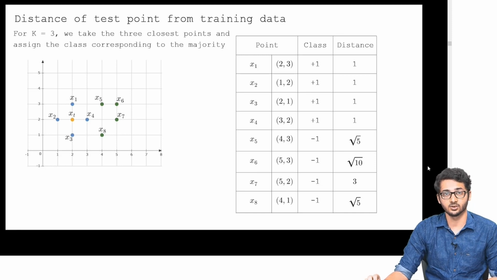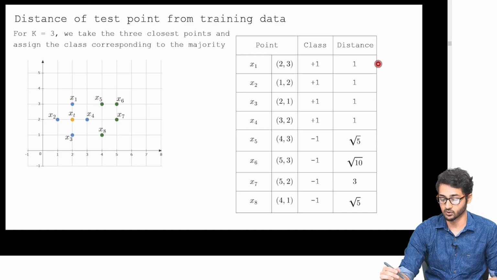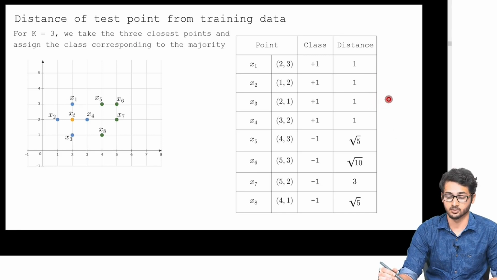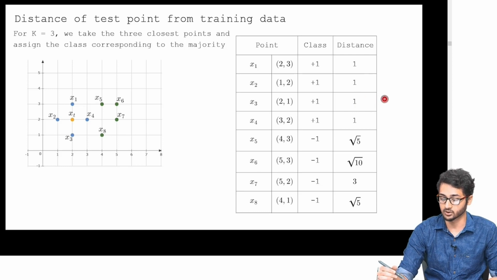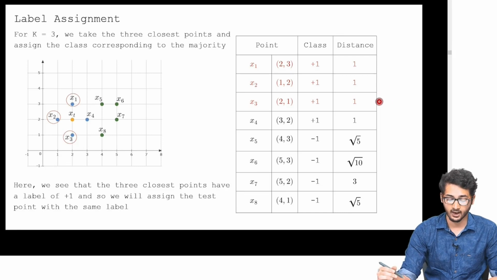So first we consider the case of k equal to 3. We need to find the 3 closest points to the test point and then assign a label corresponding to the majority. For the point xt, we can see that there are 4 points x1, x2, x3 and x4 that are at a distance of 1 unit from xt. Of these 4, we can take any 3 of them to be the closest points, and the label corresponding to the majority will be assigned. Here we have taken x1, x2 and x3, and the label of these 3 points happens to be +1, which is why the test point will take a label of +1.